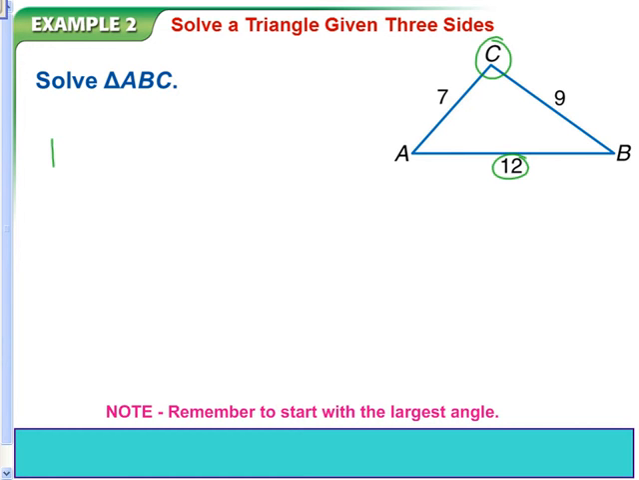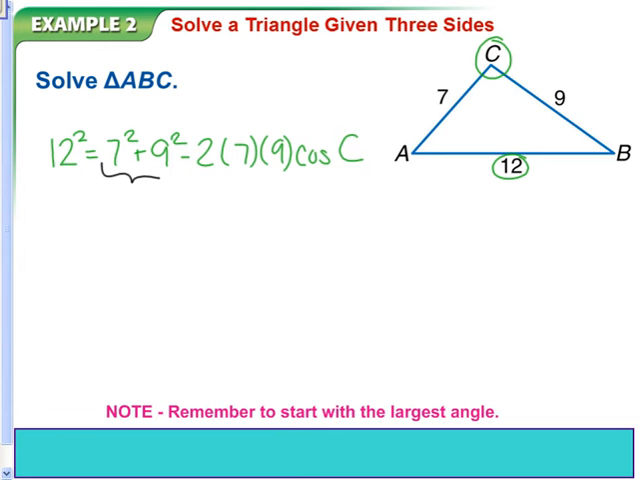So we'd start off by saying 12 squared equals the 2 sides that make up angle C. So 7 squared plus 9 squared minus 2 times 7 times 9 cosine of C. Okay, so now we have to look at this and figure out how are we going to solve this. Well, let's calculate out the few things that we can calculate. We can do this part right there. We can do that part right there. We can do 12 squared. We can do that part.